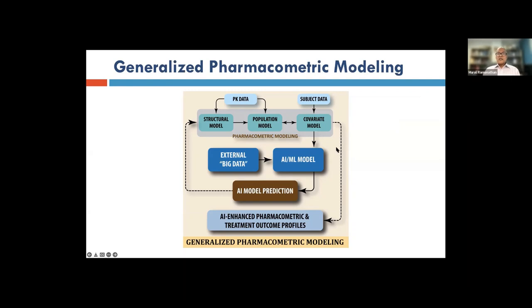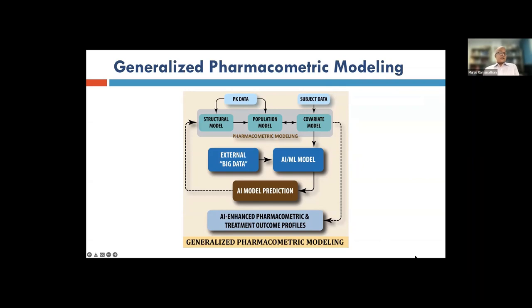So what we are proposing is that we build out or enhance the covariate model as a starting point for bridging into both external data and AI. So what we are going to do is feed external data and the covariate model into an AI framework and figure out better ways to get a more generalized, diverse prediction of the covariates, and you can feed that back into your structural model, your population model, your covariate model, and you would get pharmacometric outcomes and treatment outcome profiles that are more representative than the current framework. So this is a method to think about how AI can play into traditional pharmacometrics.